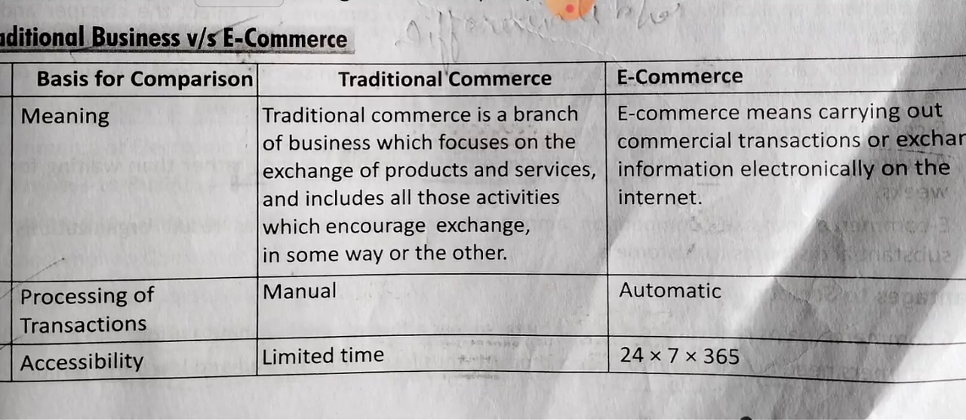Next is processing of transaction. In traditional commerce you can pay mostly cash, but in e-commerce it is automatic. Once you enter your card detail or bank account, you don't need to enter again and again. Just you have to enter your one-time password, that is the OTP, and the payment will be deducted from your account. Okay, next is accessibility. Traditional commerce is for limited time and e-commerce available 24/7 and 365 days.